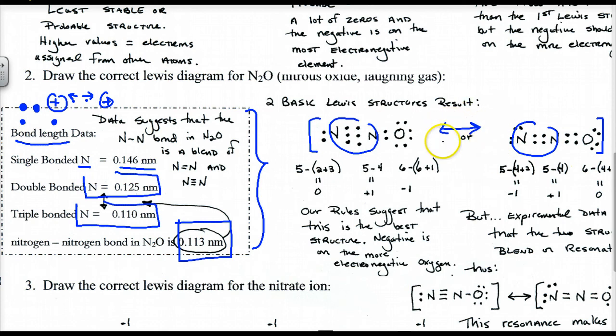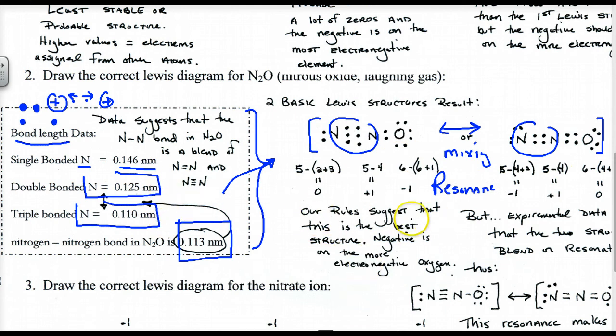So very simply, this is an example of resonance. Okay? We know the best structure based on formal charges, but the theory kind of breaks down because the data suggests that the best structure is a mixing of the two. The mixing of two structures is called resonance. It doesn't mean they're both, they're somewhere in between.